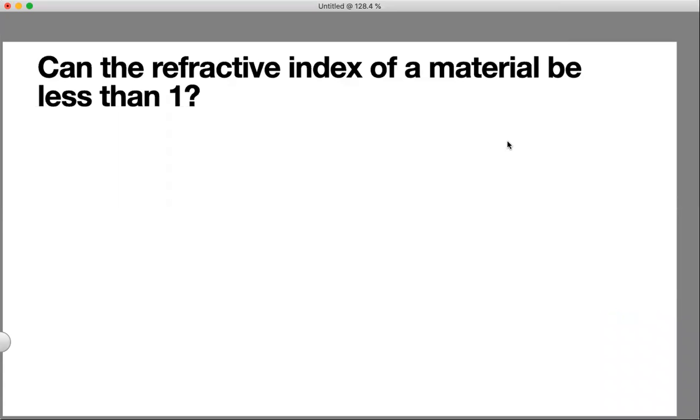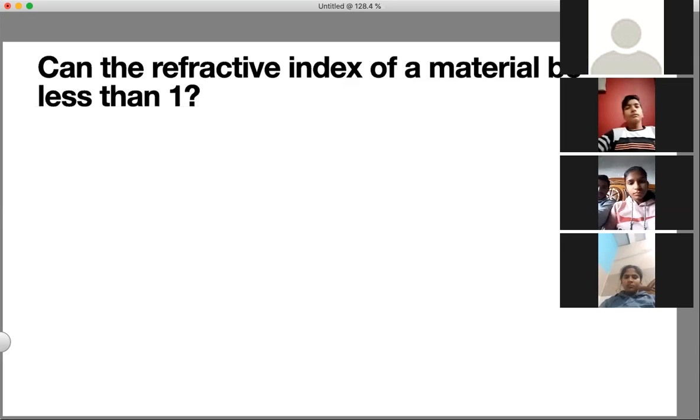So we were revising the chapter of light. Okay. So can the refractive index of a material be less than 1? Tell me. What do you think? Can the refractive index be less than 1?